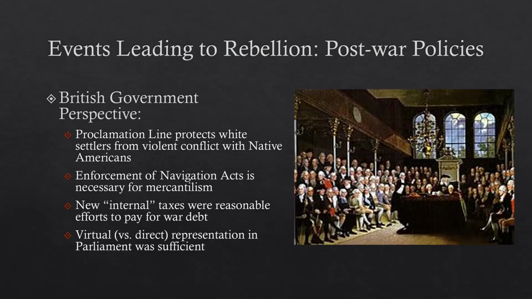So I guess you could say the British government told the colonists, kind of, hush, you've got enough. This is enough. Don't complain. That was essentially their point of view.